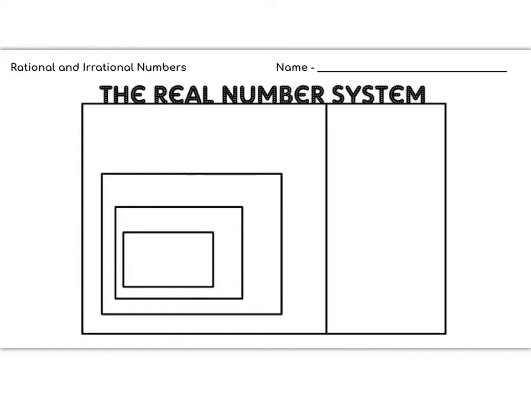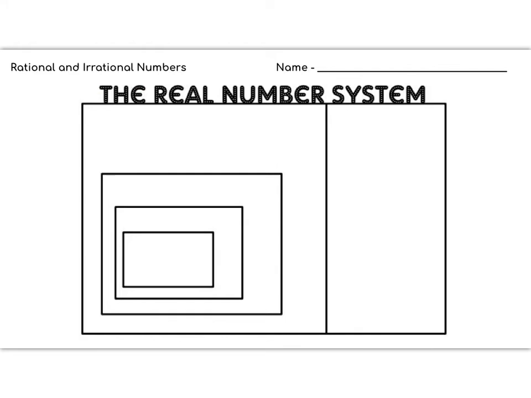You have for a couple of years been familiar with a rational number. Today we're going to learn what an irrational number is, and we're going to learn how to look at a number and tell whether it's rational or irrational. So what I want you to see here, this is a Venn diagram.